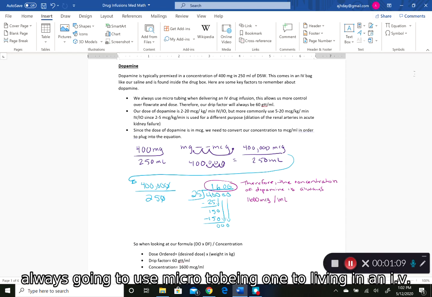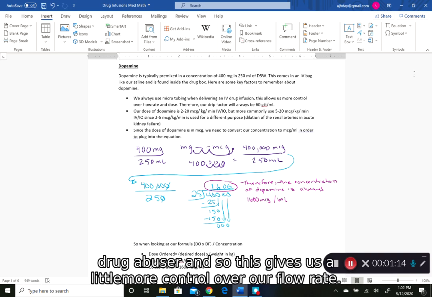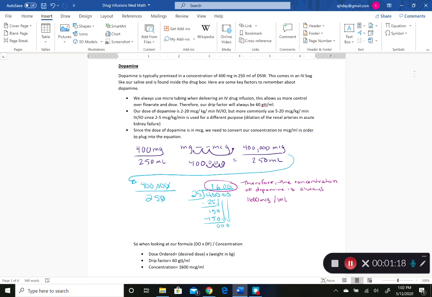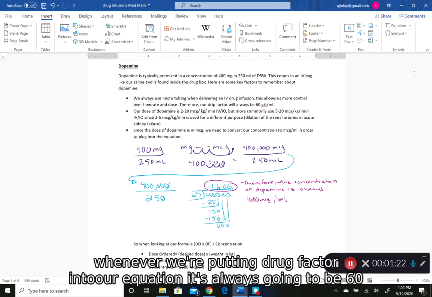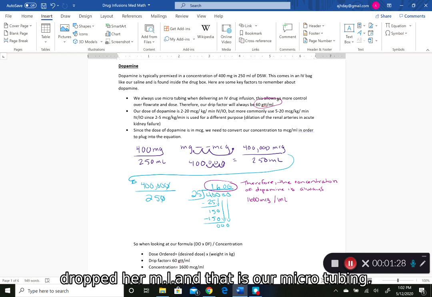First of all, we're always going to use microtubing when delivering an IV drug infusion. So this gives us a little more control over our flow rate, and it makes it a little easier to count out our drips. So whenever we're putting drip factor into our equation, it's always going to be 60 drops per ml, and that is our microtubing.